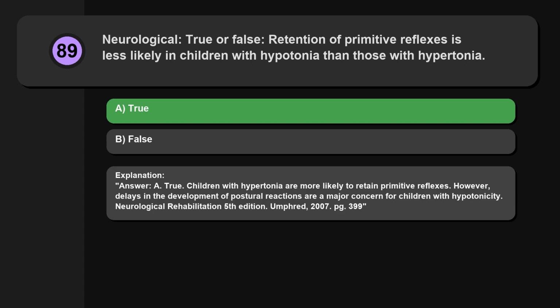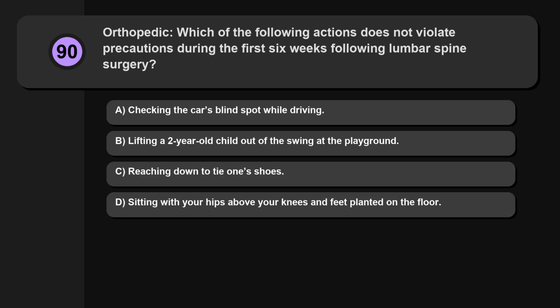Answer A, true. Children with hypertonia are more likely to retain primitive reflexes. However, delays in the development of postural reactions are a major concern for children with hypotonicity. Source: Neurological Rehabilitation, 5th edition, Umphred, 2007, page 399.